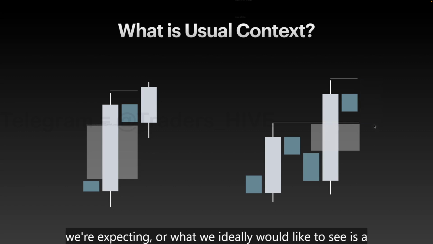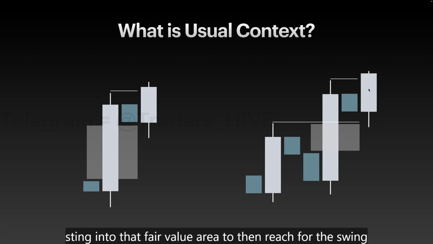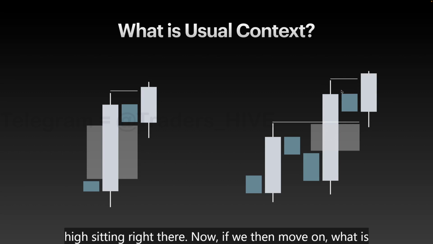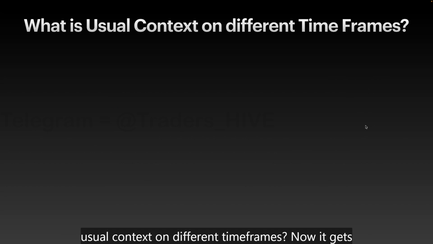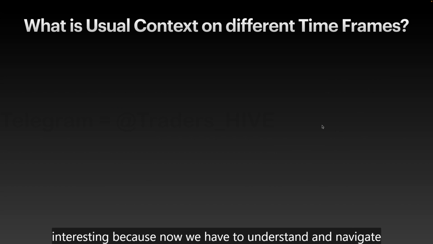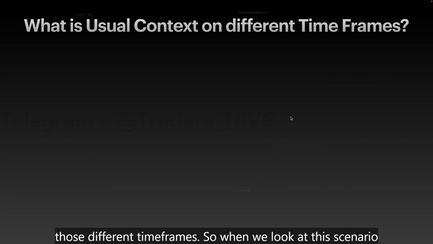So what we're expecting, or what we ideally would like to see, is a sting into that fair value area to then reach for the swing high sitting right there. Now, if we then move on, what is usual context on different time frames? Now it gets interesting because now we have to understand and navigate those different time frames.